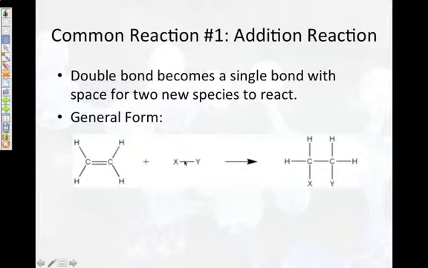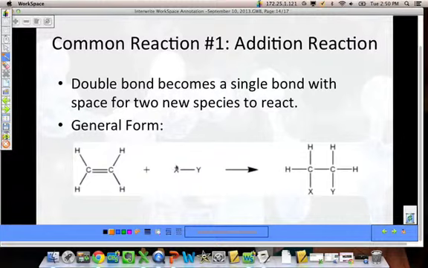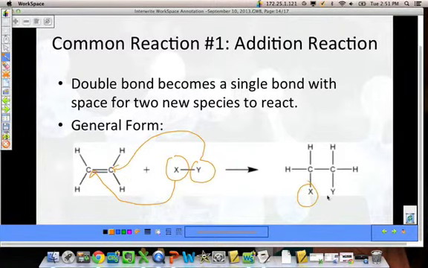Reacts, these coming in, they break apart, they break this double bond. One of these substances, one part of the substance, the X, goes on this side of the double bond. The Y then has to go on the other side of the double bond, because when we break that bond, both carbons need something else to bond to. That's why we have them in on different carbons here.